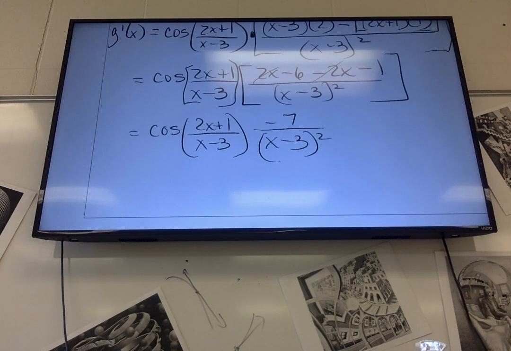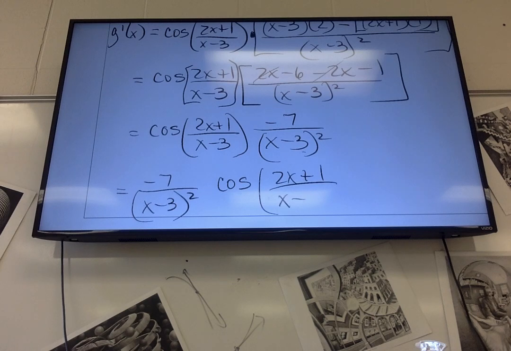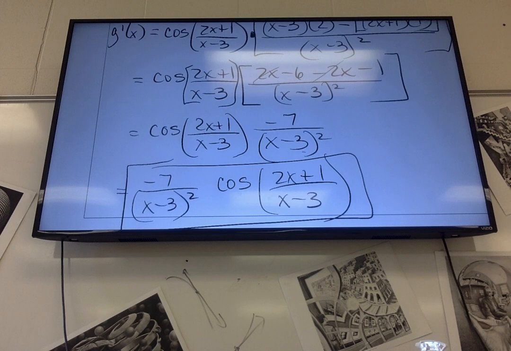Just so we don't accidentally try to take the cosine of that, I'm going to put my number in front, and then what I'm taking the cosine of after it. That's about all I can do with that.